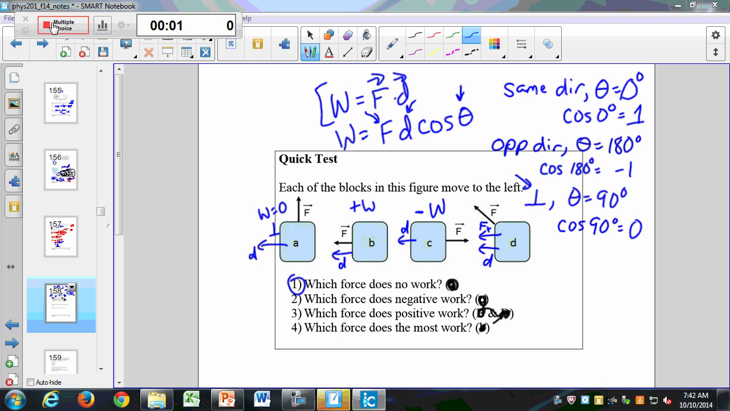Number 2, what was number 2? Which force does negative work? That was C, right, yeah. So just a few seconds.